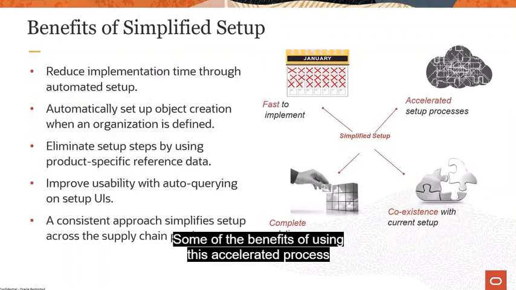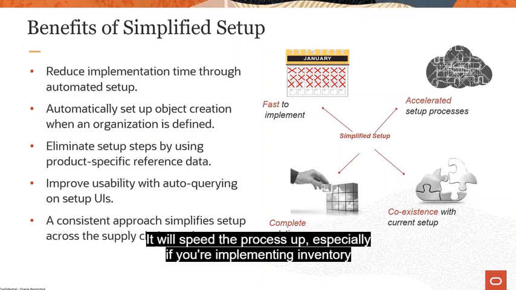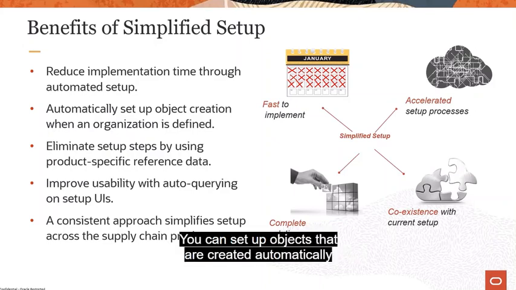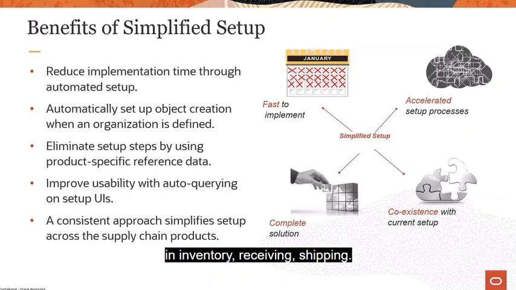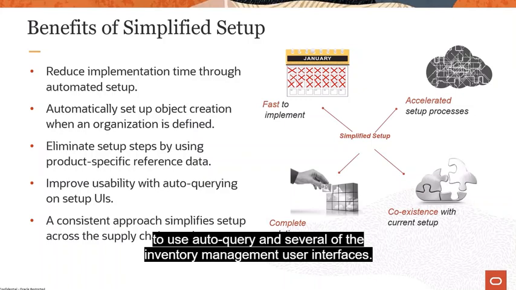Some of the benefits of using this accelerated process: it will reduce the number of steps. It'll speed the process up, especially if you're implementing inventory and manufacturing inventory orgs. You can set up objects that are created automatically in inventory, receiving, and shipping. If you're using manufacturing, resources, work centers, and plant parameters can automatically be created when you enable the manufacturing checkbox, and search capabilities have been enhanced to use auto query in several of the inventory management user interfaces.